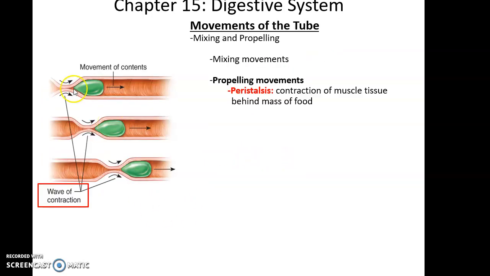Then there is peristalsis. Peristalsis propels the food material down the length of the alimentary canal. So you have the circular muscle tissue contracting behind the food, while the longitudinal muscle tissue contracts in front of it, helping to move the food along. Peristalsis.